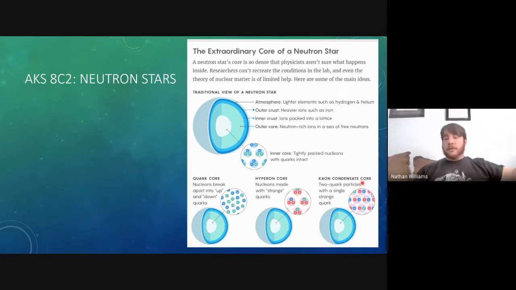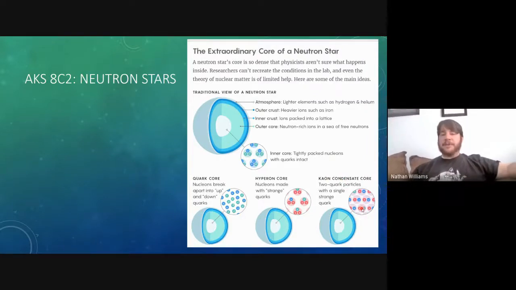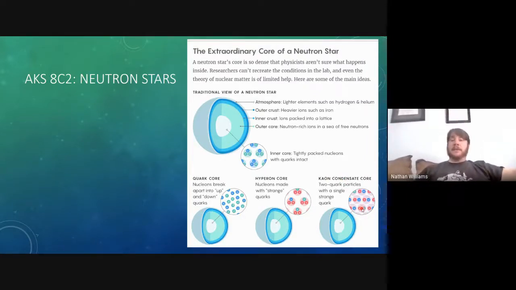And then one other model here that I don't really get into anywhere else in the lesson is that we might, instead of getting hyperons, which you can see each have 3 quarks apiece, instead get some particles of just 2 quarks. One of them would be a strange quark. The other one would either be an up or a down. And these are called kaons. And if we have a bunch of these kaons, then it can be called a kaon condensate. So anyway, these are some different options for what might be found in the core of a neutron star.